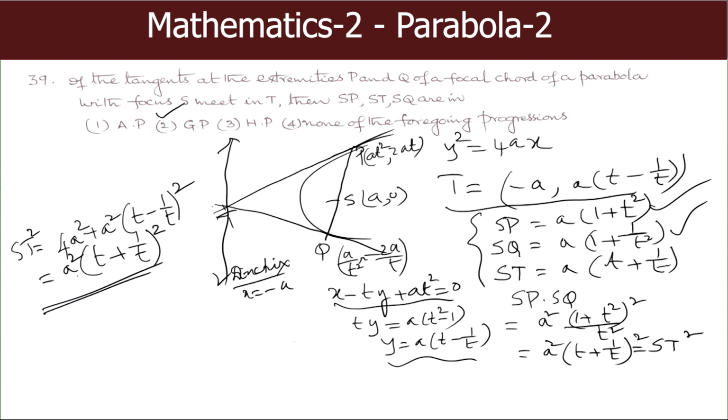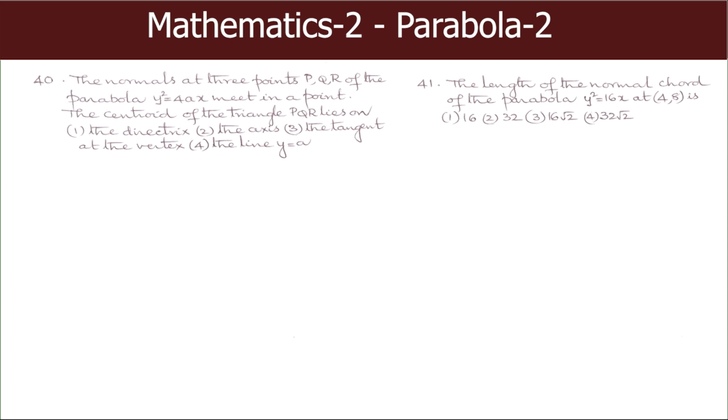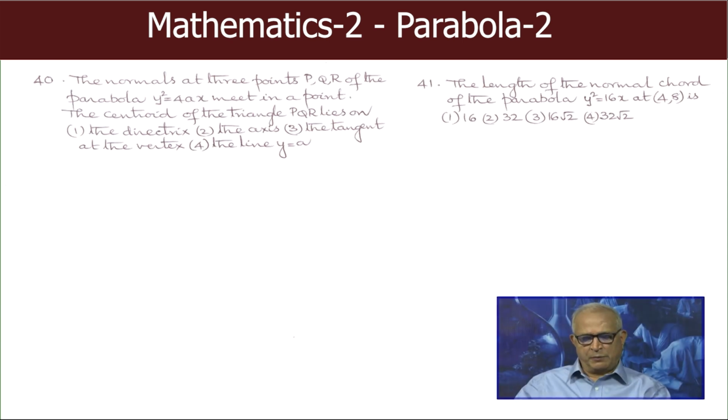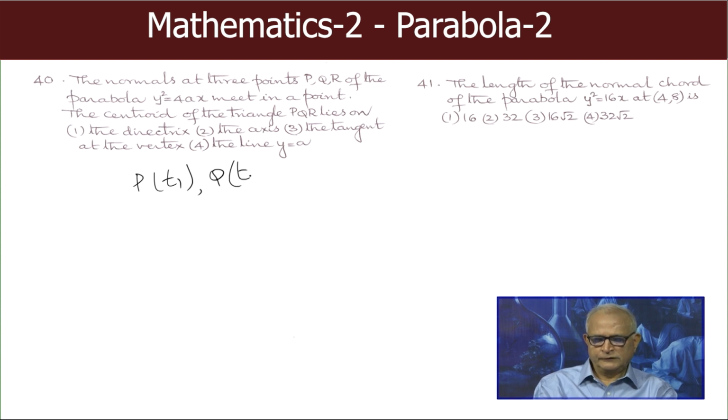A good question. 40. The normals at 3 points P, Q, R of the parabola meet in a point. And P, Q, R are conormal points. That means if the parameters of P, Q, R are t1, t2, t3, that is, P is (at1 square, 2at1), Q is (at2 square, 2at2), R is (at3 square, 2at3).